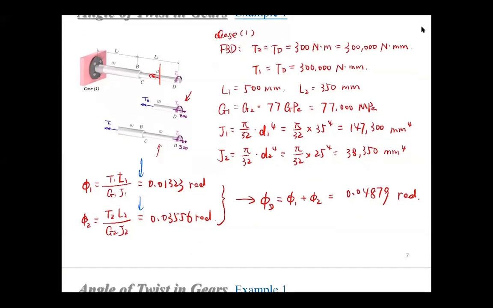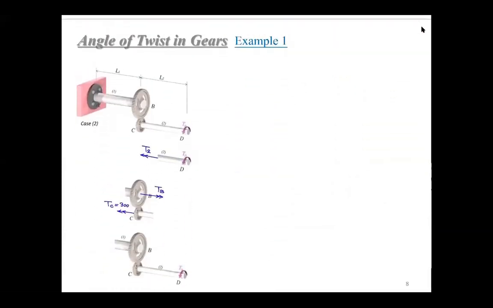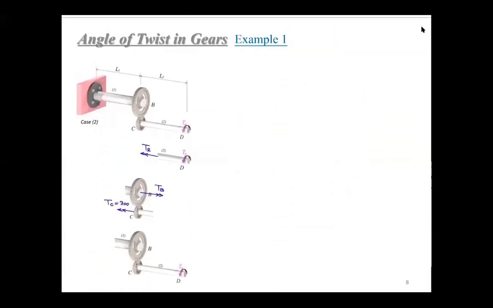Okay, this is the old case 1, and in case 2, this is what we talked about today. This is our case 2. As we mentioned, we start from the free body diagram to determine T2. So we can determine T2 from the free body diagram, right here. T2 equals TD, that is 300,000 Newton millimeter.